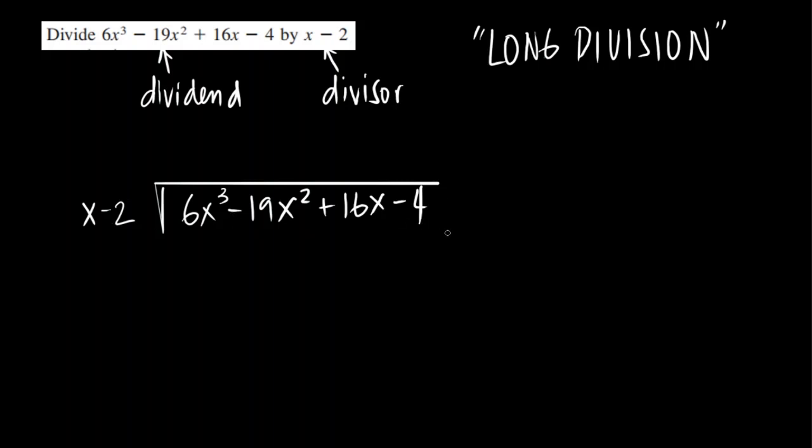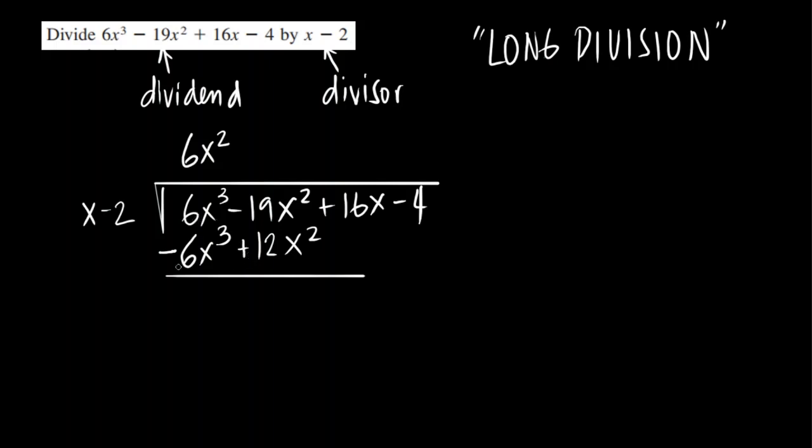Now that I've aligned it this way, the first term of our dividend, we divide by x. This is 6x squared. Now multiply it back to your divisor. This is 6x cubed. 6x squared times negative 2 is negative 12x squared. Now, subtract. When we subtract, it's going to change the signs of your polynomial. So this one is going to be negative, this one is going to be positive.